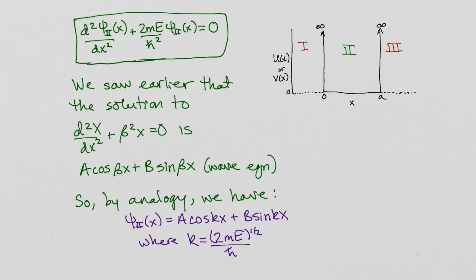Okay, so now that we have our general solution for the particle in a box problem, we want to find our coefficients here, our A and our B, and hopefully you remember that the way that we find those coefficients is to then apply the boundary conditions for our problem.